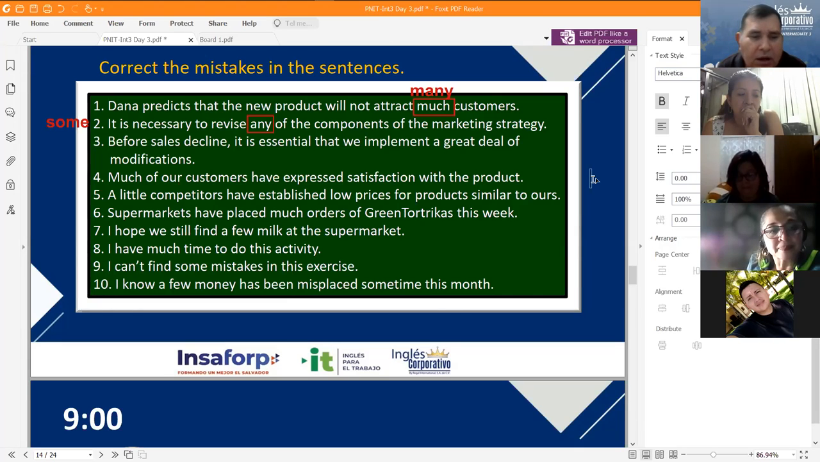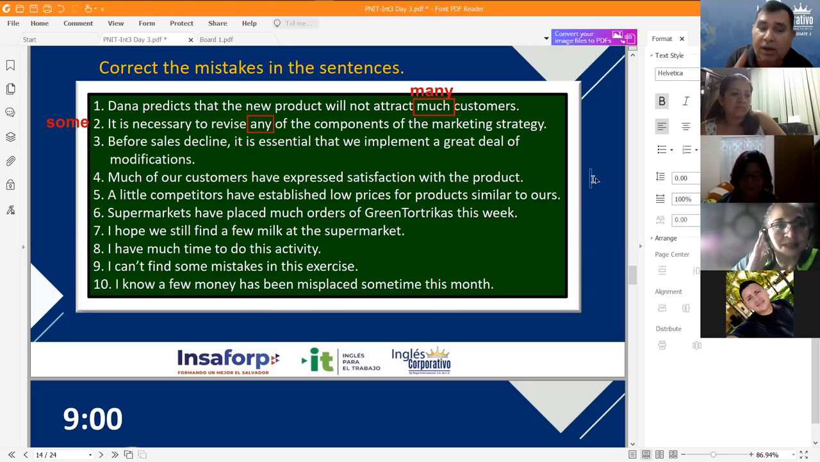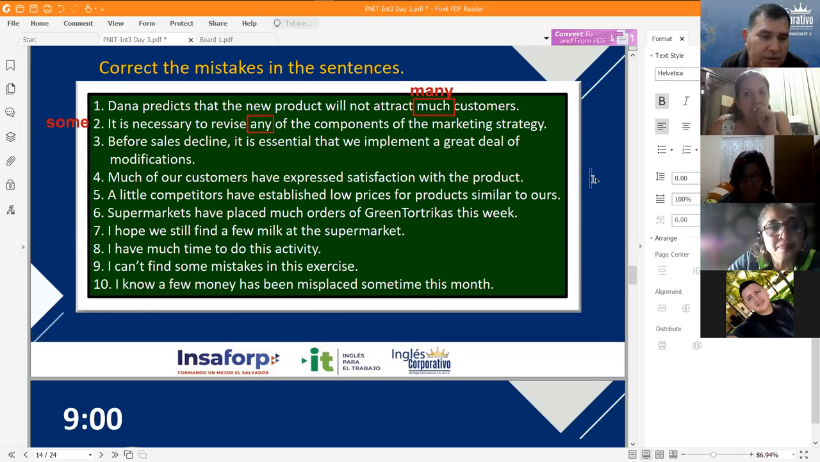First, we use some in questions when we are offering something. Would you like some food? Would you like some money? Some in questions when offering or when asking for a favor. Can you bring me some water? Can you lend me some money? Why do you use some in the questions? Because you expect a positive answer. Yes, please. Yes, sure, no problem.